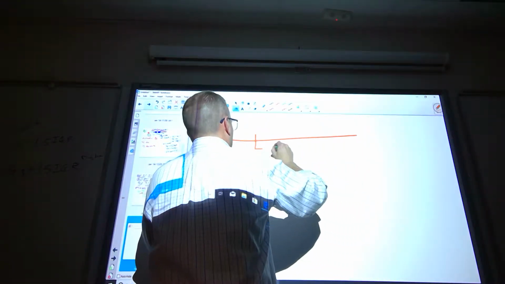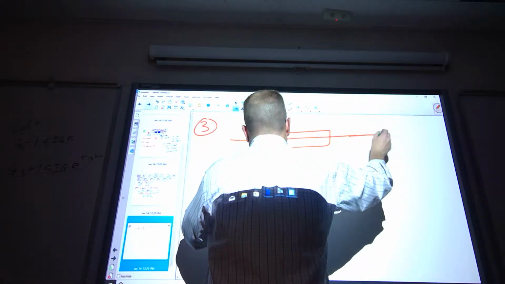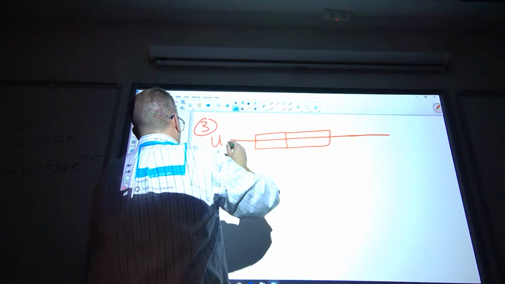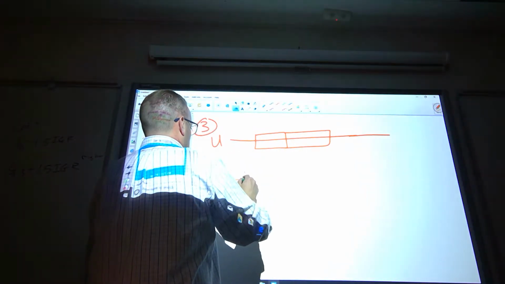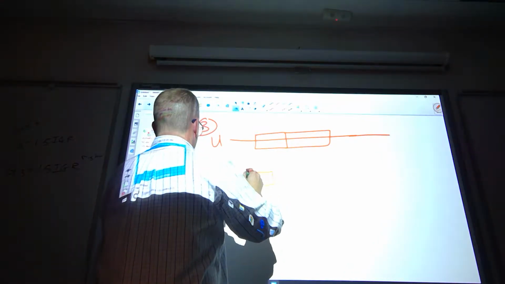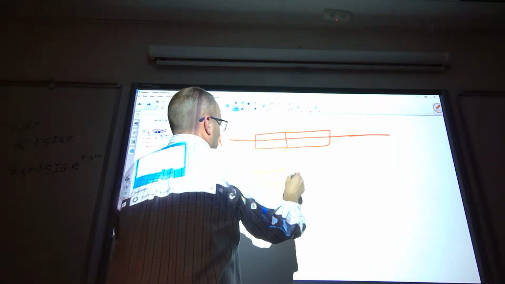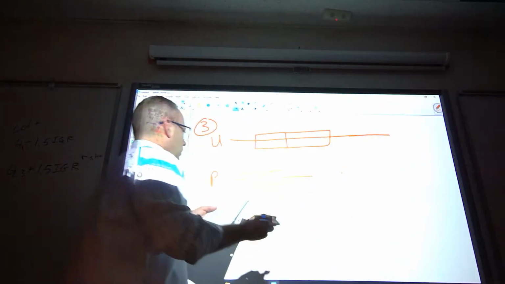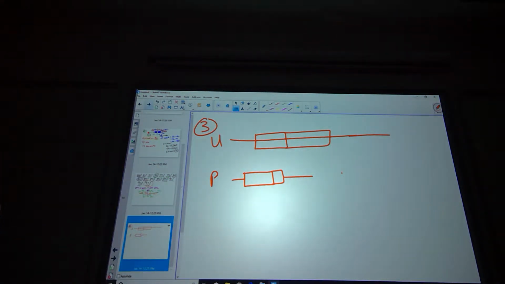You have one that kind of looks like this. So that's the unpleasant. And then you have the pleasant. So that's basically what we have as far as our 2 pictures. So we're comparing 2 box and whiskers.